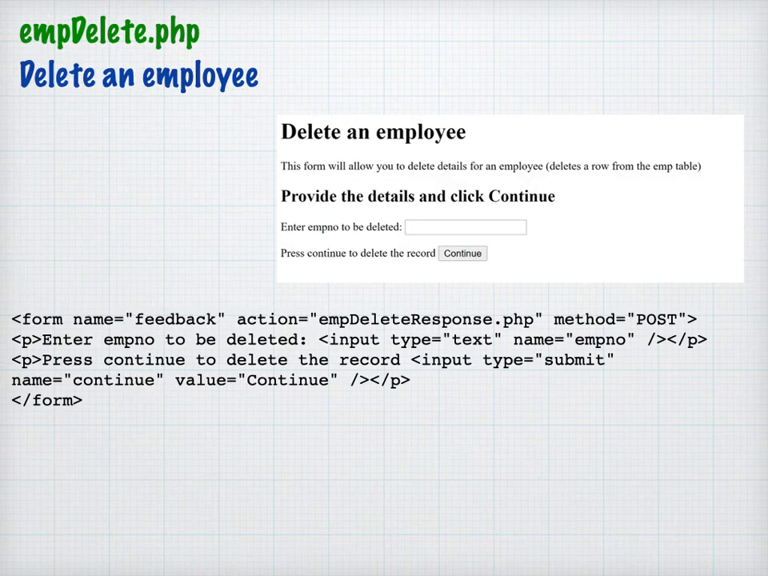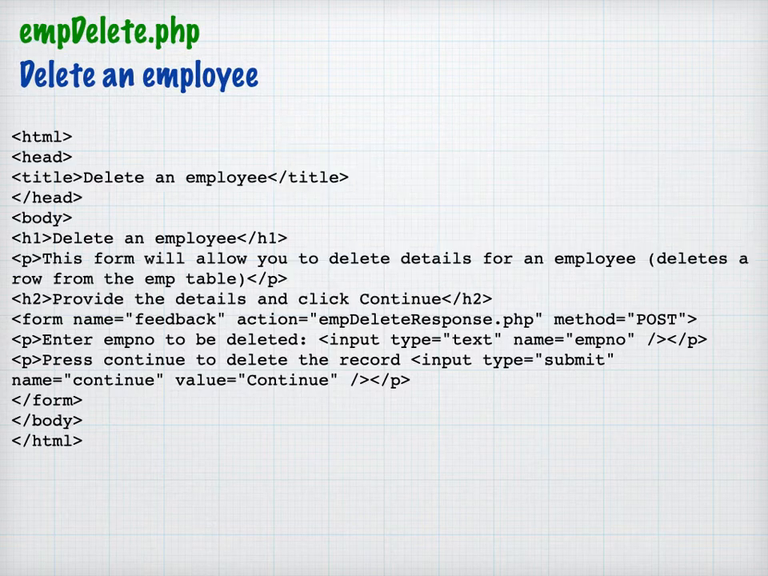Here's emp delete. This is a pretty standard form, and the important details are on the first line: we've got the name of the page we're going to travel to, which is emp delete response.php, and you can see that we're going to use method equals post. We've also got a text field, and the important thing here is the emp number text field. We click continue, and that takes you through to the response page. Here's the rest of that form, with just a heading and things like that in there, as you would expect.